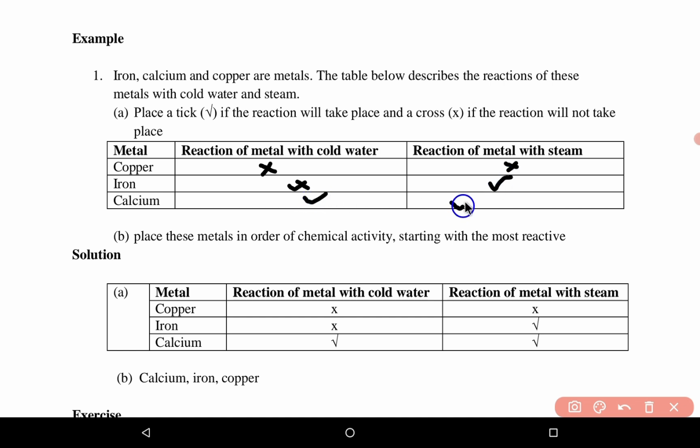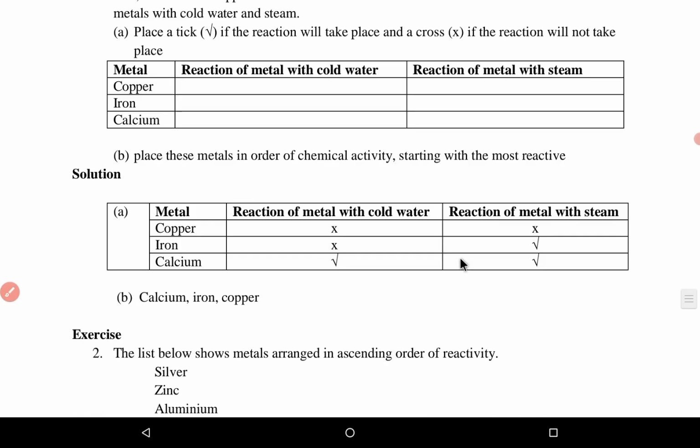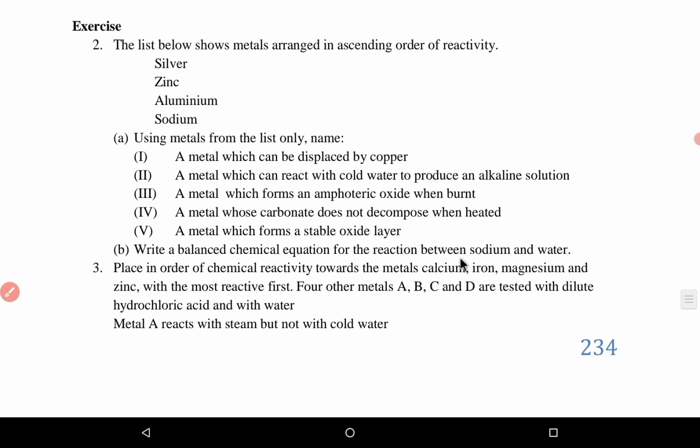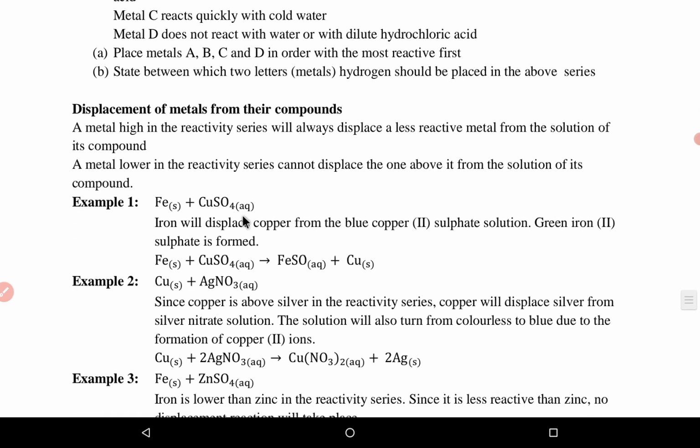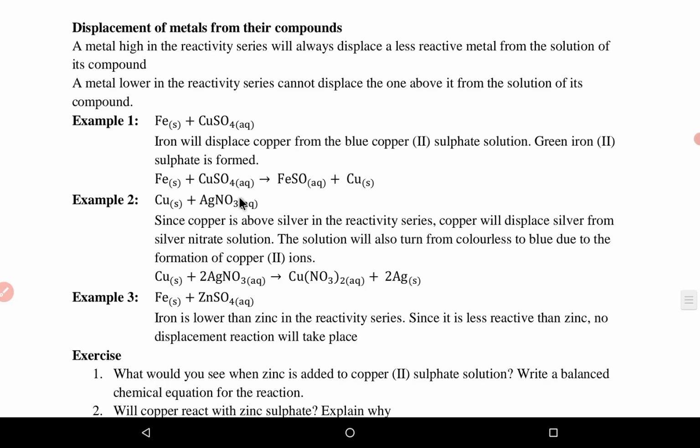So this is that. I'm sure you have a better understanding now. You can pause the video and try to see if you can work out this exercise. We just move further, and we're going to what we call displacement of metals. A metal that is high in its reactivity series will displace a metal that is less reactive.